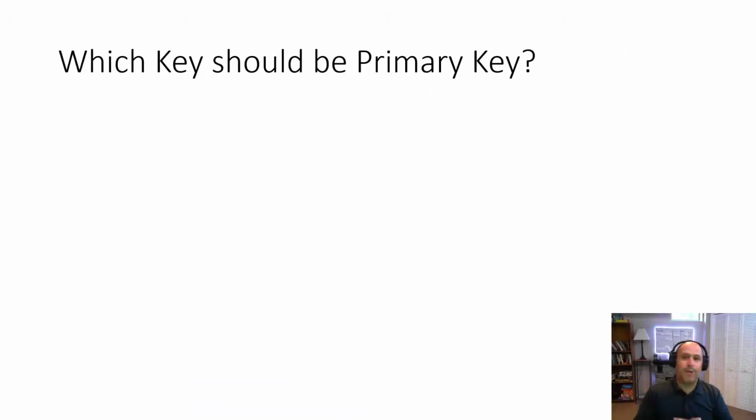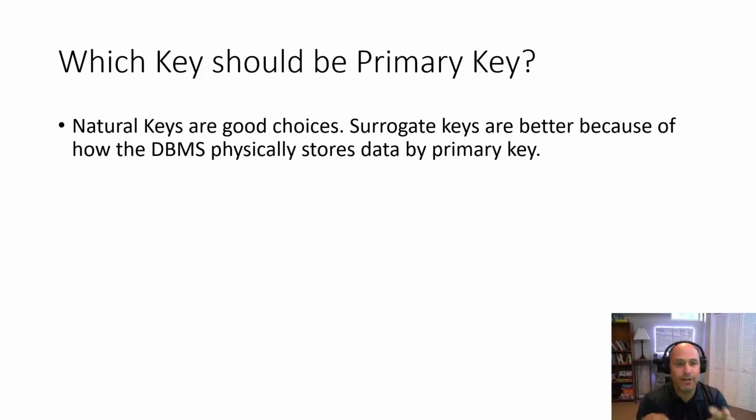All right, so now you're probably thinking, well, which one of these keys, my natural key, my candidate key, a surrogate key, what should I use as my primary key? So here's the rule of thumb. Natural keys are great choices. Surrogate keys are better because of how the DBMS physically stores the data by primary key. So let me demonstrate the issue at hand.